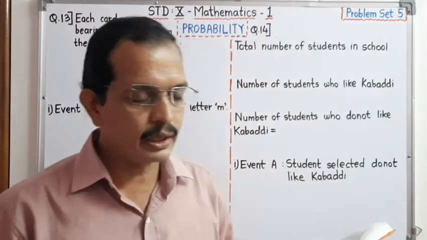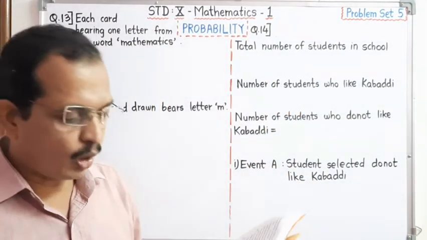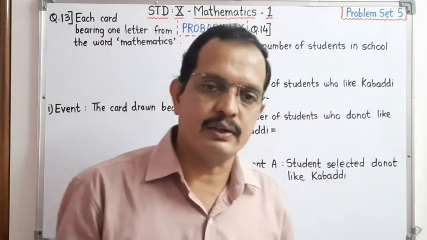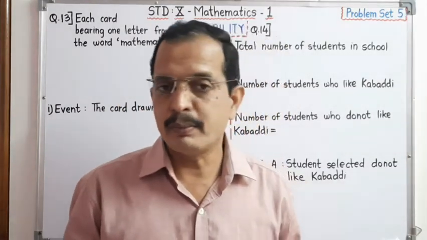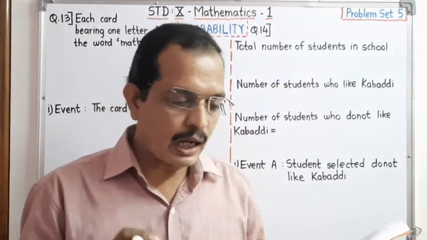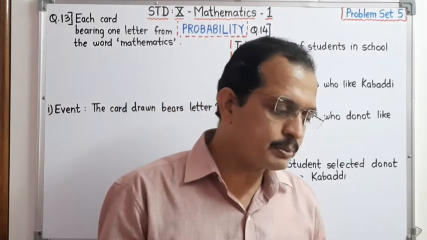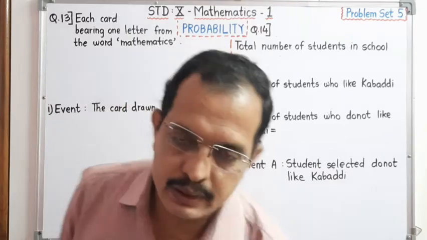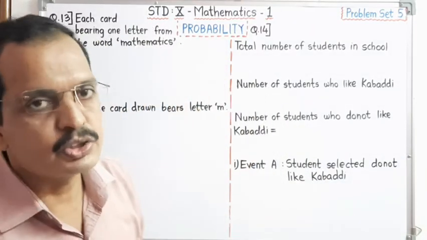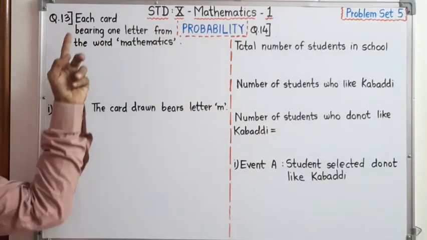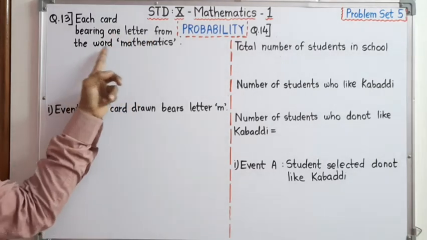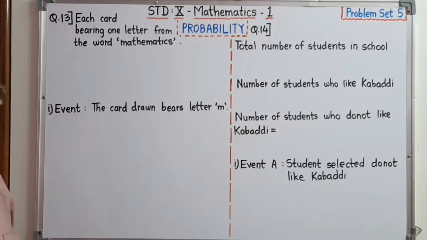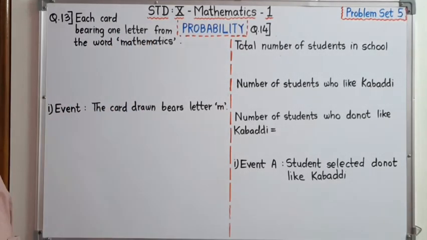See, dear student, there are some cards. On each card there is one letter from the word mathematics. The cards are placed on the table upside down. Find the probability that a card drawn bears the letter M. Each card bears one letter from the word mathematics, and from that we have to choose one card.